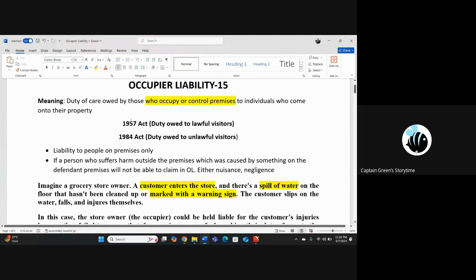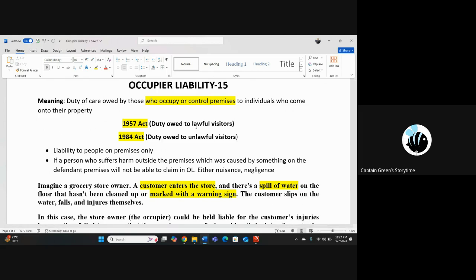We have, number first, the 1957 Act. And the second one is the 1984 Act. In the 1957 Act, we deal with the lawful visitors. We will study in detail later on who the lawful visitors are. And in the 1984 Act, we study the duty owed to unlawful visitors. Simply, in the first act, 1957, we studied the duty to lawful visitors, and in the second, unlawful visitors.